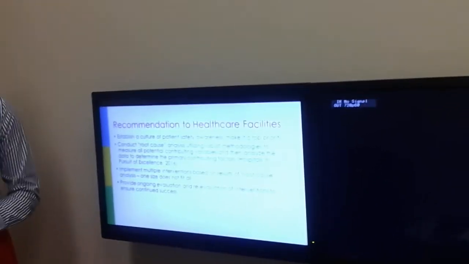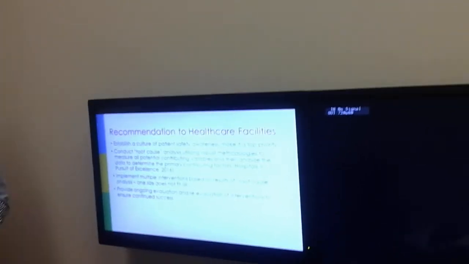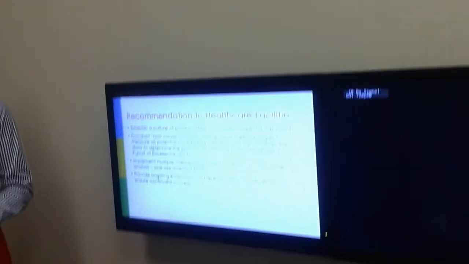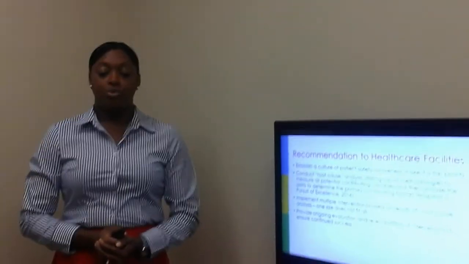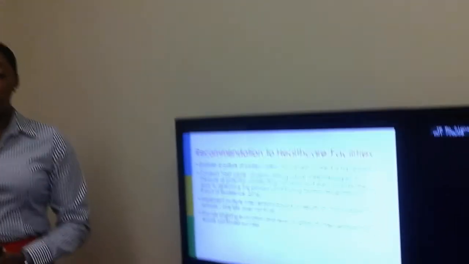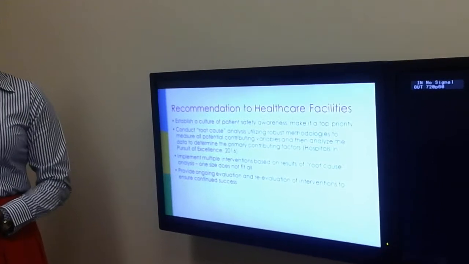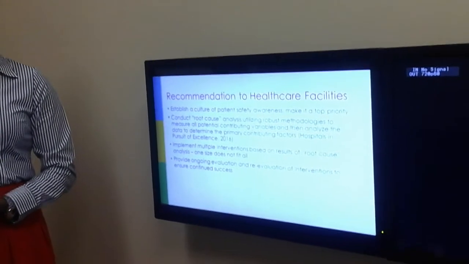So what are the recommendations to healthcare facilities? As we've seen, it continues to be a problem. There is no one-size-fits-all solution. As a result, it's important for us to establish a culture of patient safety awareness and make it a top priority. We need to conduct a root cause analysis utilizing robust methodologies to measure all potential contributing variables and then analyze the data to determine the primary contributing factors.